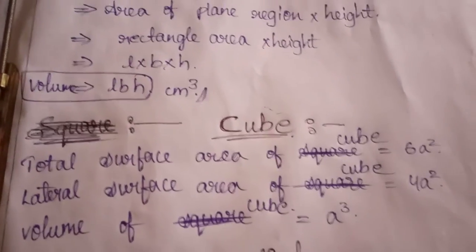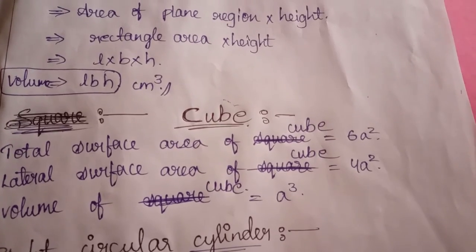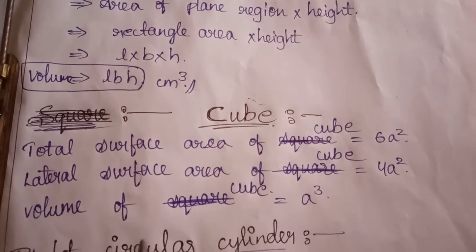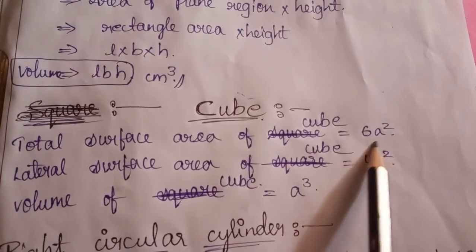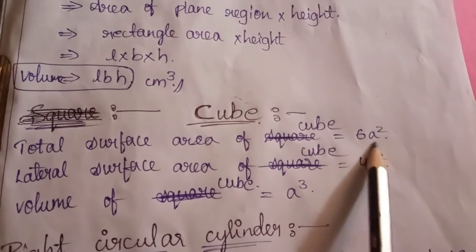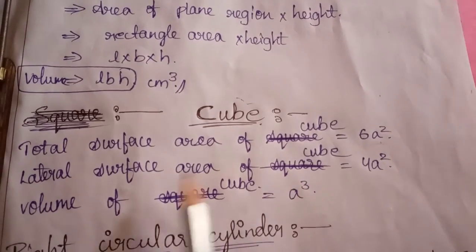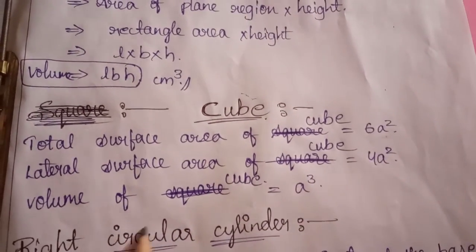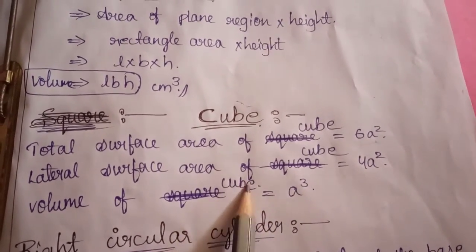Now the second three-dimensional object is the cube. We have already seen the image before. Now here I am only giving the formulas for the cube. The total surface area of a cube is 6a square, where a is the edge length, and the lateral surface area, that means only the 4 sides' area, is 4a square, and the volume of the cube is a cube. Okay, this is about the cube.